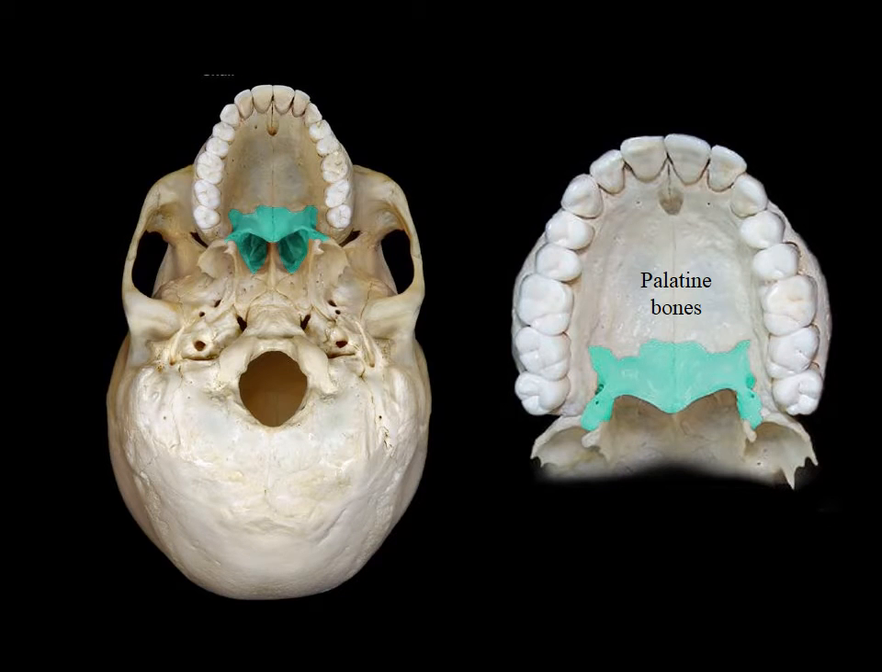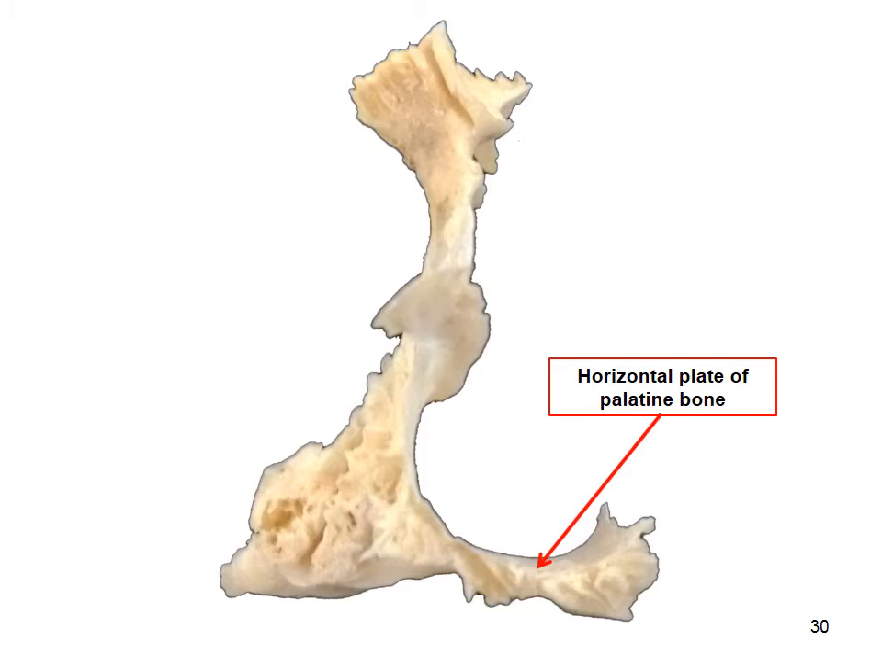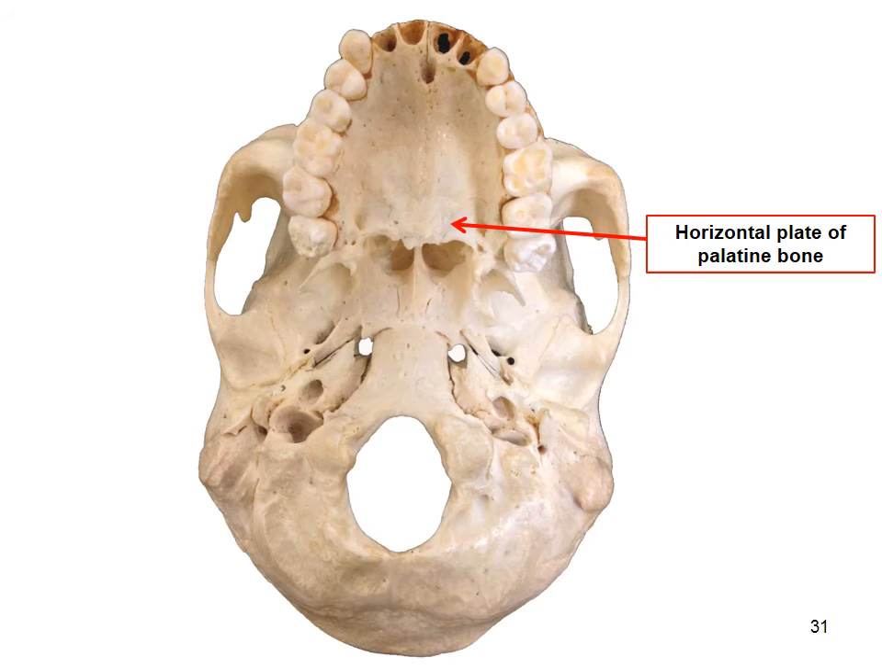The palatine bone is a little bit easier to see from the inferior view, so everything that is outlined in green here is the palatine bones. And again, this whole area is called the hard palate, so that's where we actually have bony palate found. This horizontal plate is the piece that shows on the inferior view.